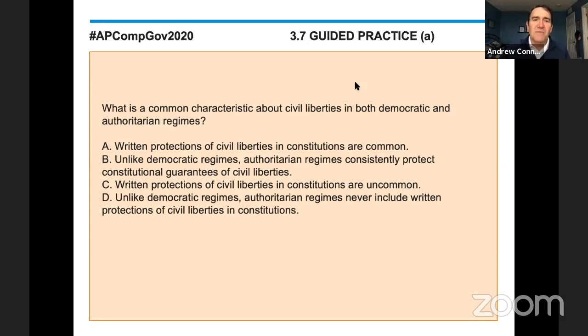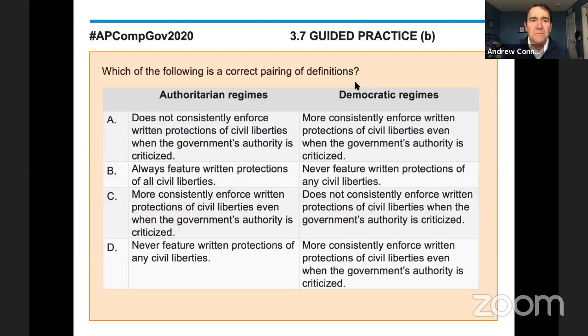So what is a common characteristic about civil liberties in both democratic and authoritarian regimes? And hopefully you know that it is very common in both democratic and authoritarian regimes that they both have written protections of civil liberties in the constitutions or laws. That's common to have written protections.